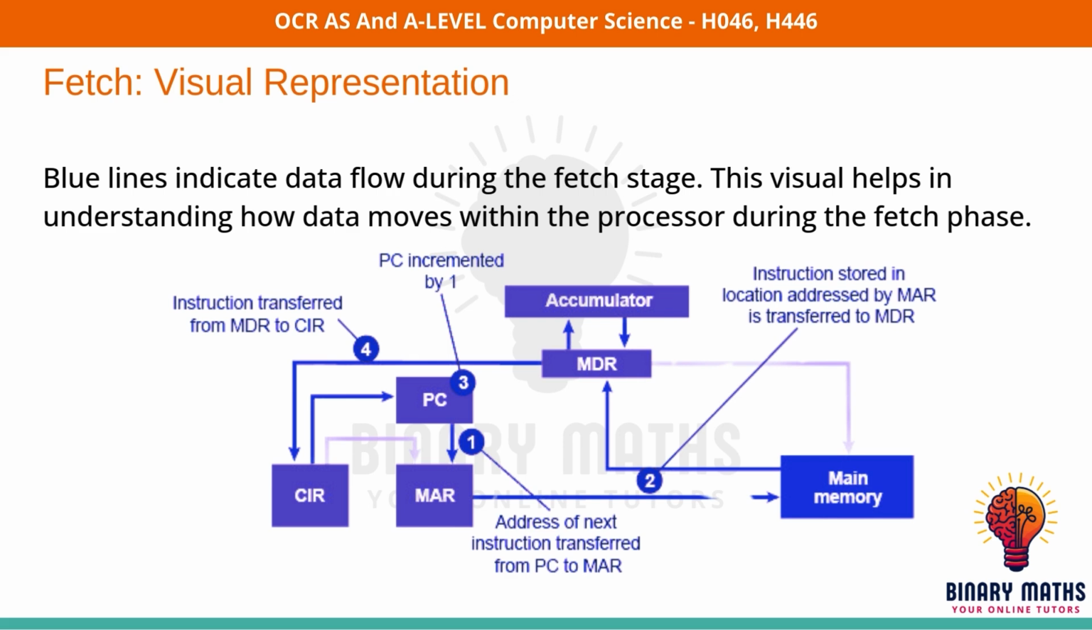This includes the transfer of the instruction address from the program counter to the memory address register, the retrieval of the instruction from memory and its storage in the memory data register, the incrementing of the program counter, and the transfer of the instruction from the MDR to the current instruction register. This visual representation helps to illustrate the steps involved in the fetch stage and how data moves within the CPU.